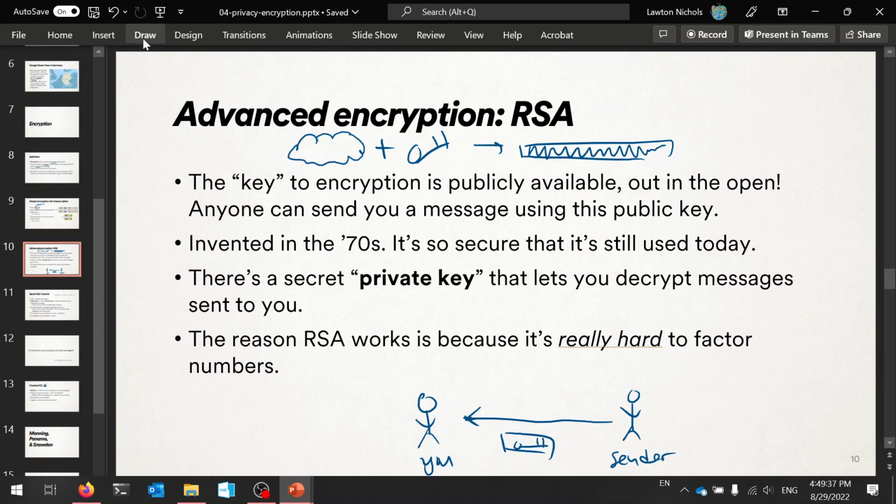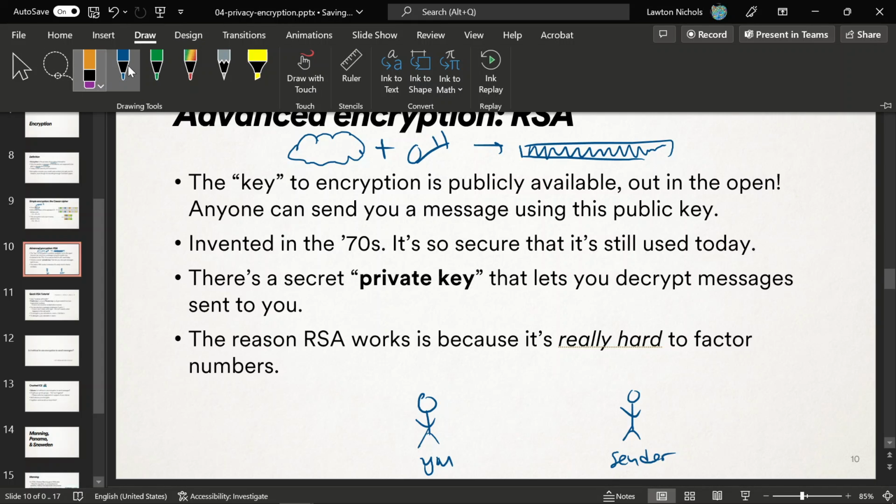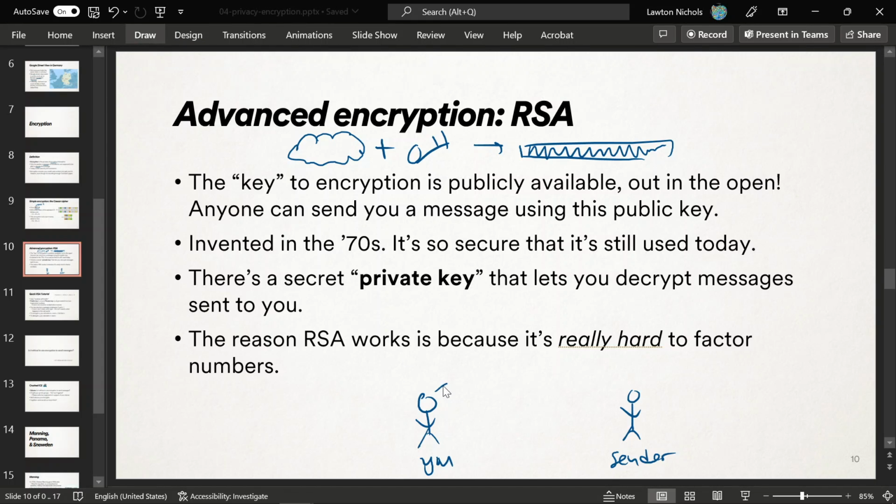Before the sender sends you a message, they have to ask you for the public key, and so you have to give that to them. It's like, hey, here's my public key. Or they look it up on the internet because it's freely available. So now they have that little key, and they'll use that to encrypt the message that they send to you. So a little envelope with a key on it.